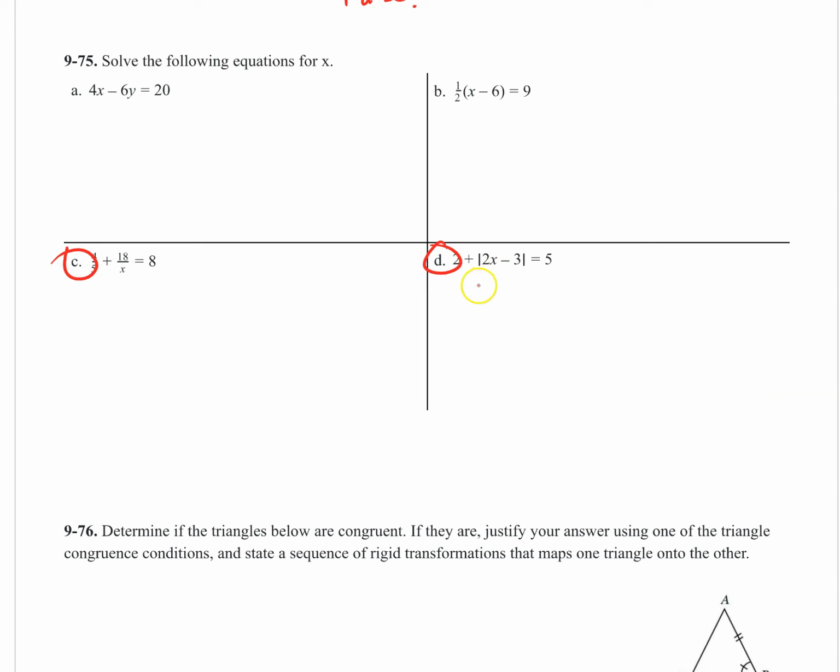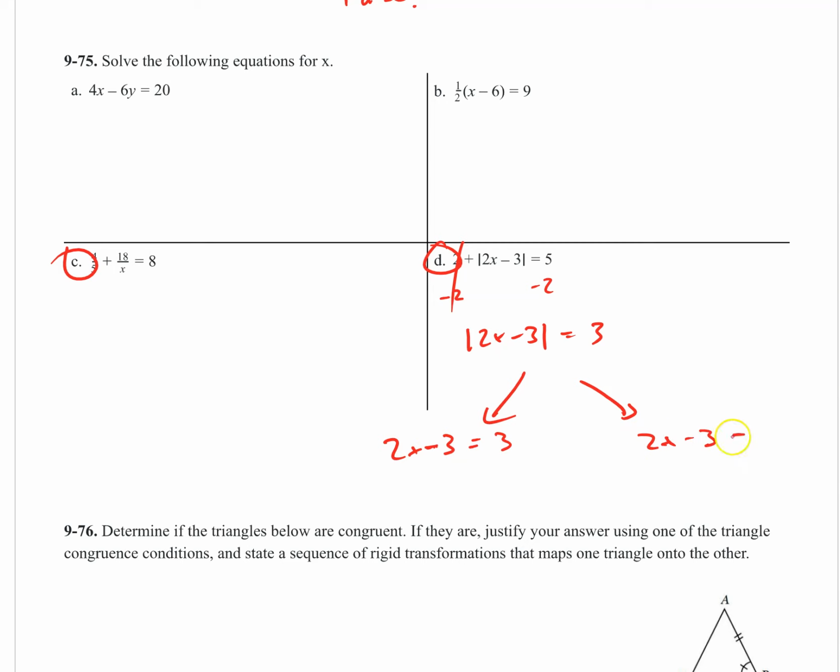So D, I need to isolate the absolute value equation first. It's kind of tricky. So we need to take away 2 first. Before I do anything else, take away 2, and then I get absolute value 2x minus 3 equals 3. Right? So then I can do my normal absolute value thing. I had to do that minus 2 part first. So if there's anything outside the absolute value, you want to get rid of it first.